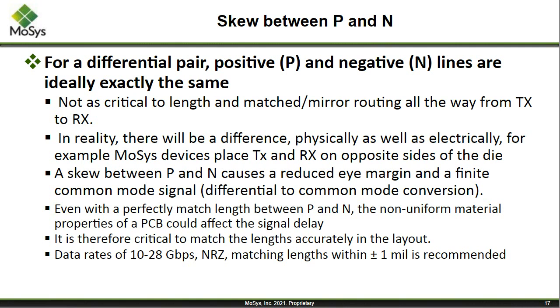In data rates that we deal with in the MoSys devices, between 10 and 28 gig, we shoot for matching the length between a P and an N to 1 mil. And with all the new PCB layout tools that exist today in the world, that is not that difficult to do. So that's a very achievable kind of task to undertake.